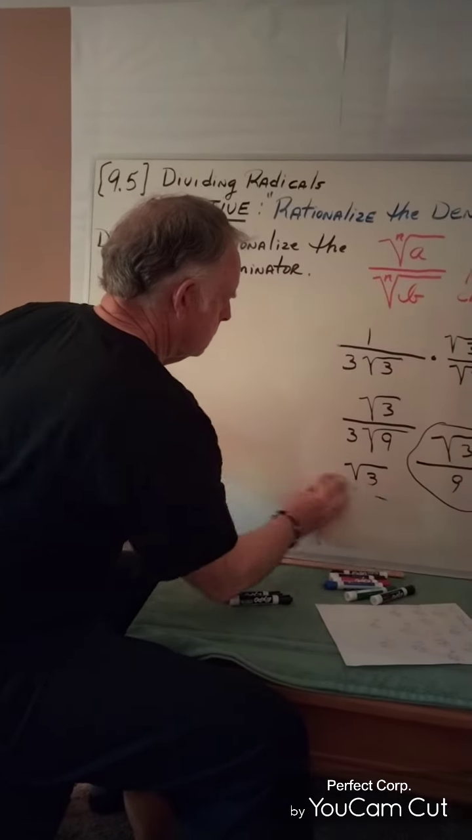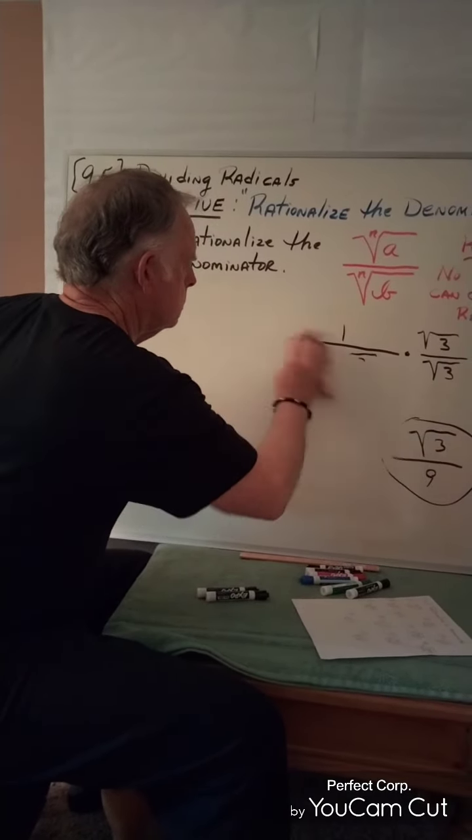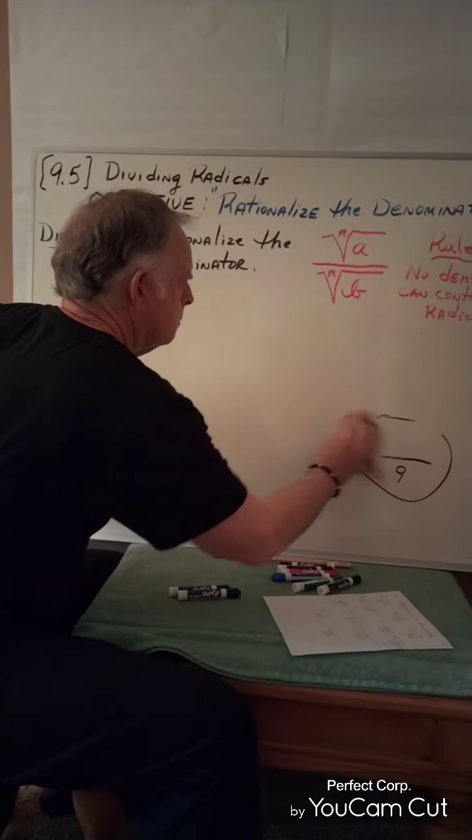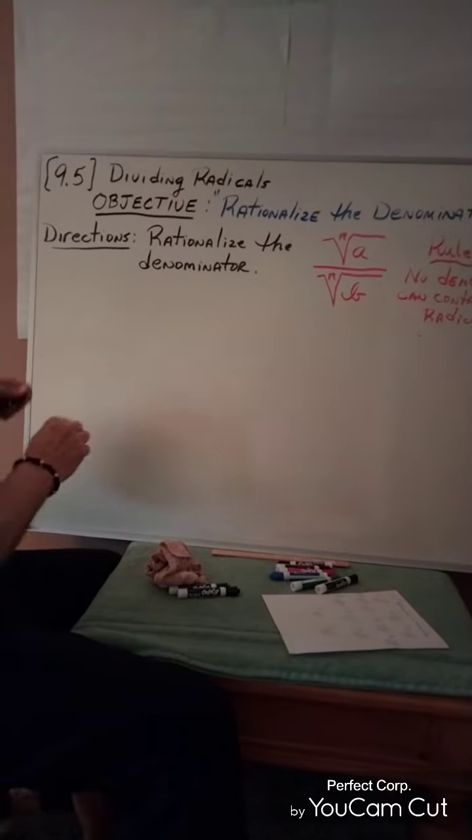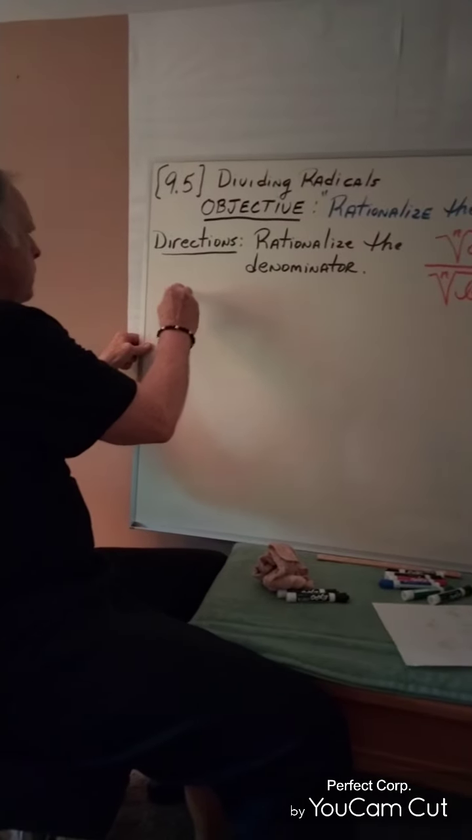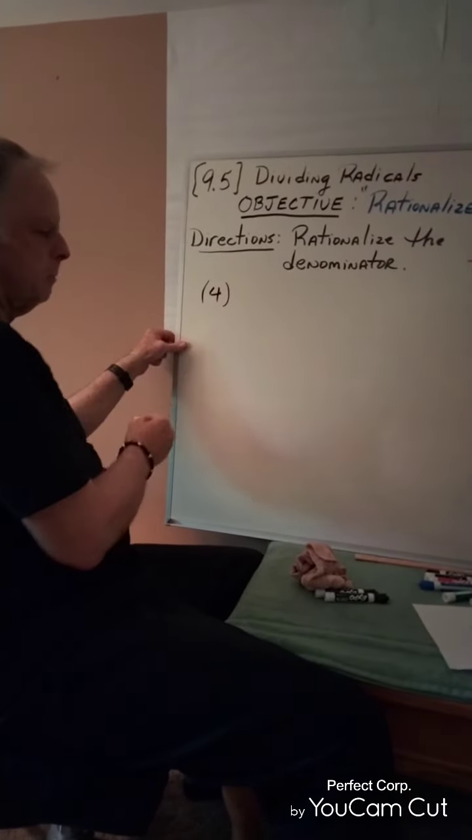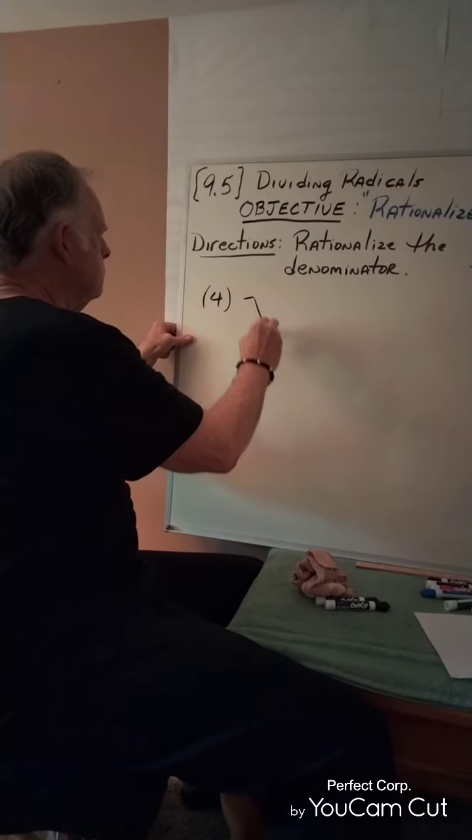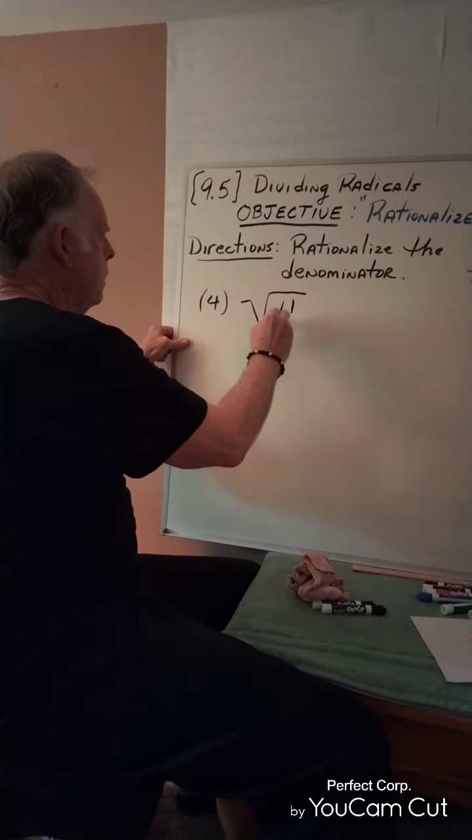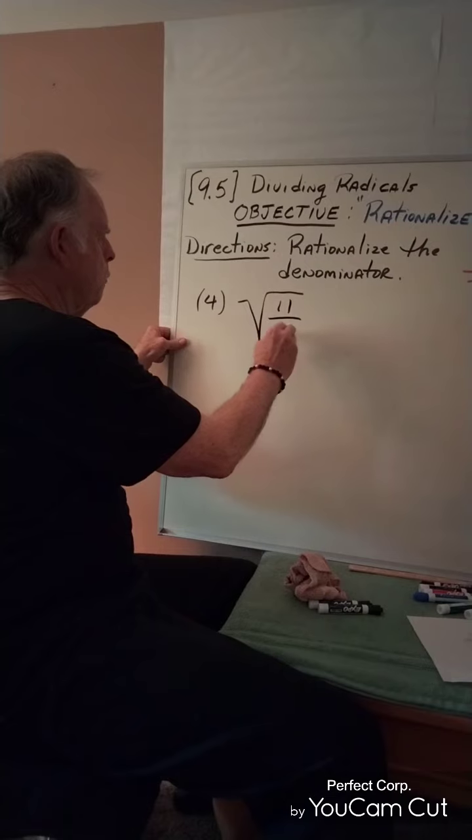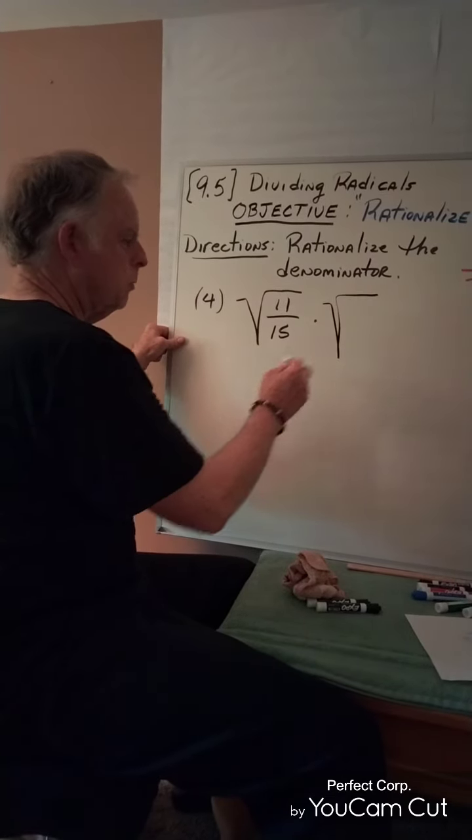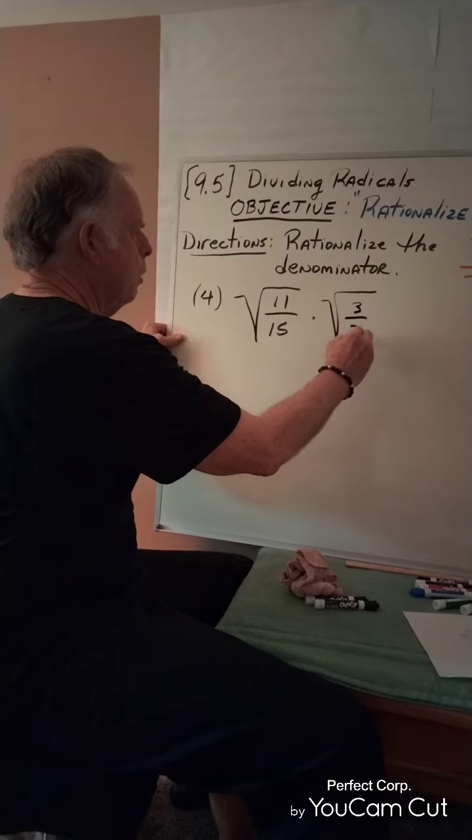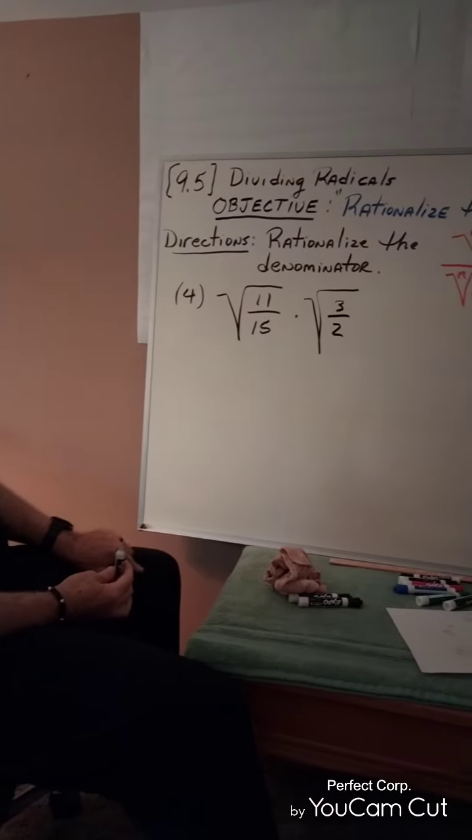Let's take a look at one other one before maybe we just pause for a bit. Just one more at this particular point. The radical of 11 over 15 times the radical of 3 over 2.